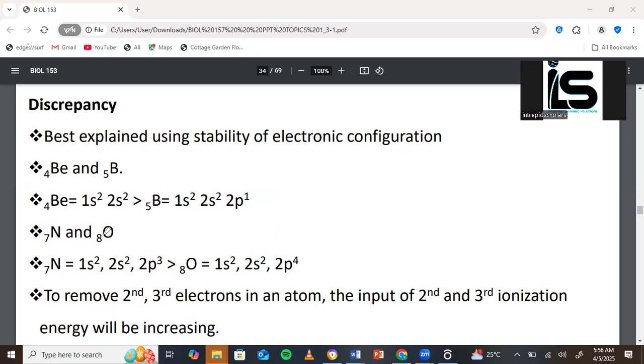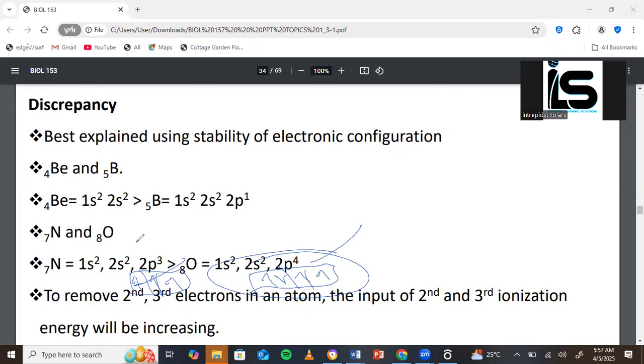The other discrepancy would be between nitrogen and oxygen. Now, nitrogen has a half-filled p orbital, 3 electrons: 1, 2, 3. Oxygen has a partially filled one: 1, 2, 3, 4. And so it is easier for you to remove from a partially filled than a half-filled orbital, because half-filled orbitals are more stable than partially filled. In terms of stability, the fully filled is more stable, followed by half-filled, then partially filled comes.